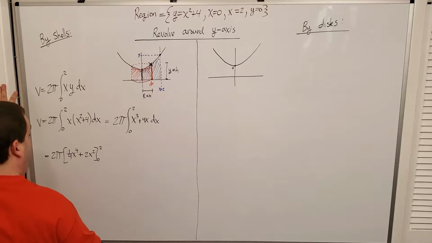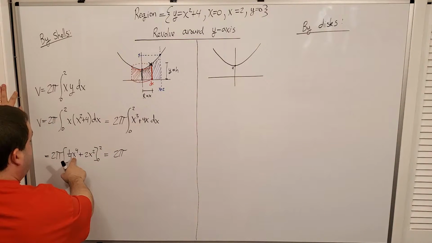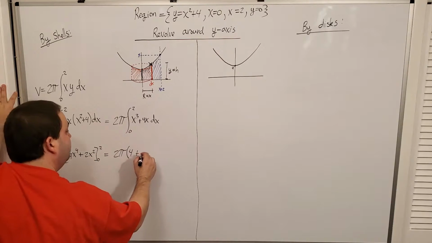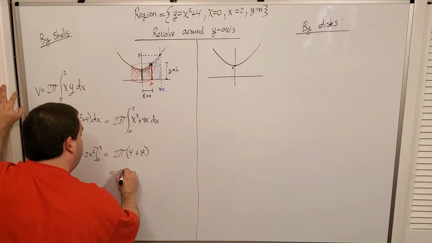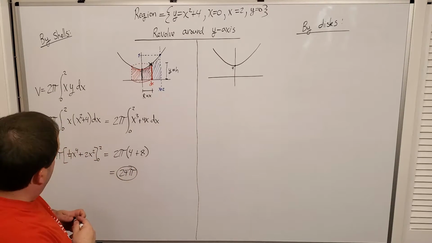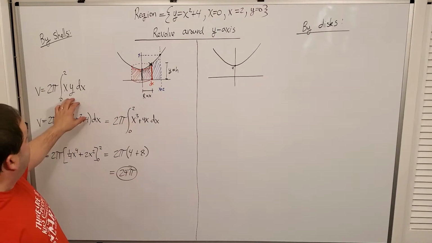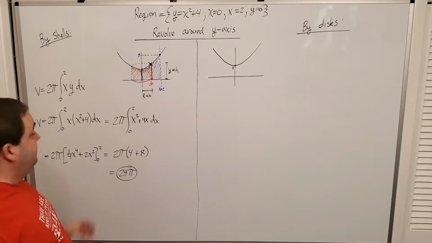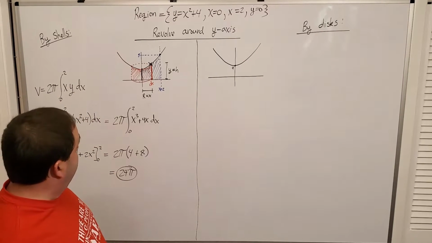Plugging in 0 is futile here. It doesn't give me any value. But when I plug in 2, I get 16 over 4 and 4 times 2. So that's 12 times 2 pi, a total of 24 pi. Okay? The real hurdle to the shell method is getting that setup going for the volume integral. But just like all the rest, once you've got that integral, a couple of antiderivatives and you're rocking and rolling.